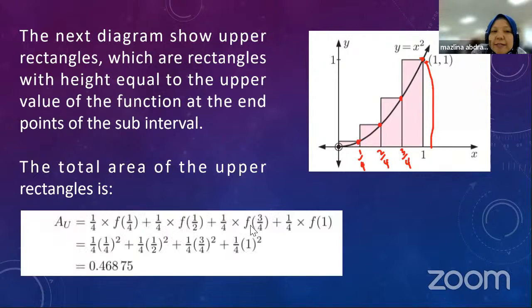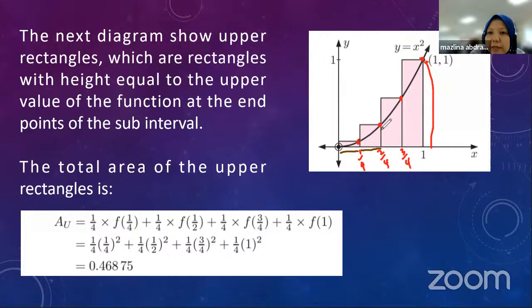Yeah, so again, we are looking for the area of the rectangle here. So we will get this: 1/4 times your function when x is 1/4, because we take the upper rectangle. Yeah, 1/4 is the length here. And then the second one is still 1/4 because from here to here, multiplied by the height of the rectangle.